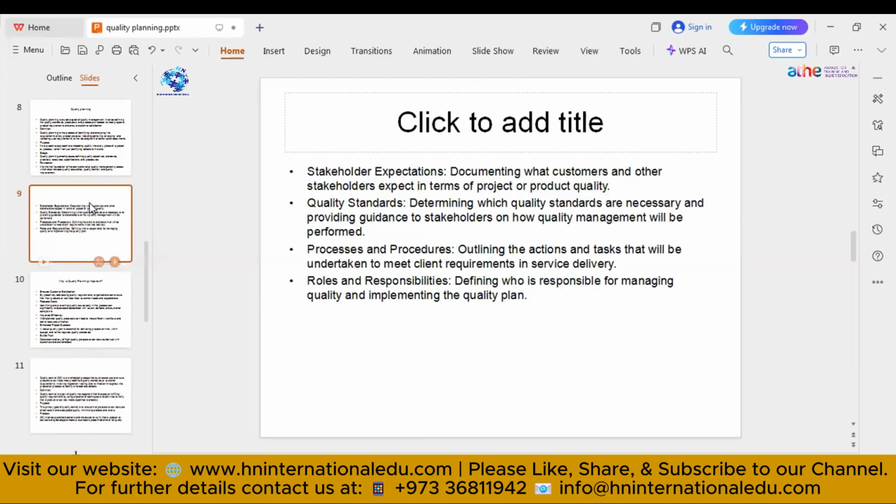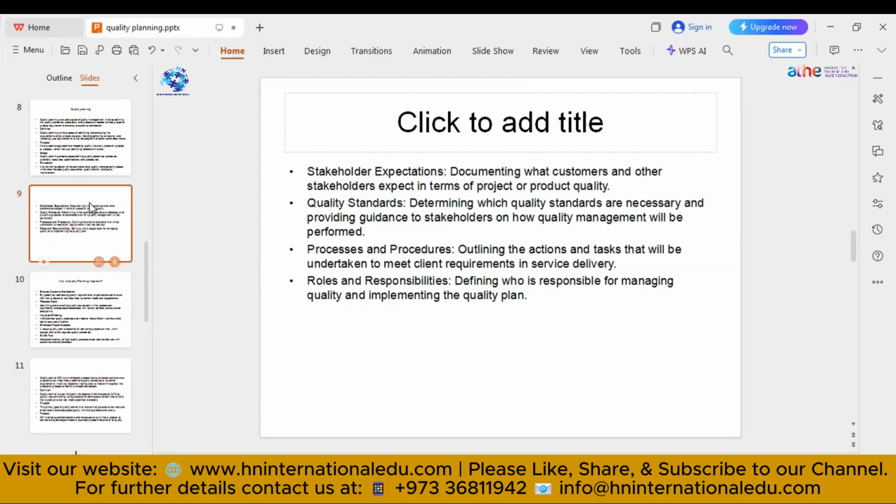So it differs. Quality standards: determining which quality standards are necessary and providing guidance to stakeholders on how quality management will be performed. Processes and procedures: outlining the actions and tasks that will be undertaken to meet client requirements and service delivery. Okay, now how will this quality be incorporated in the process? By meeting the client's requirements. Who are your clients? Your customers. When you do the service delivery or the product delivery.